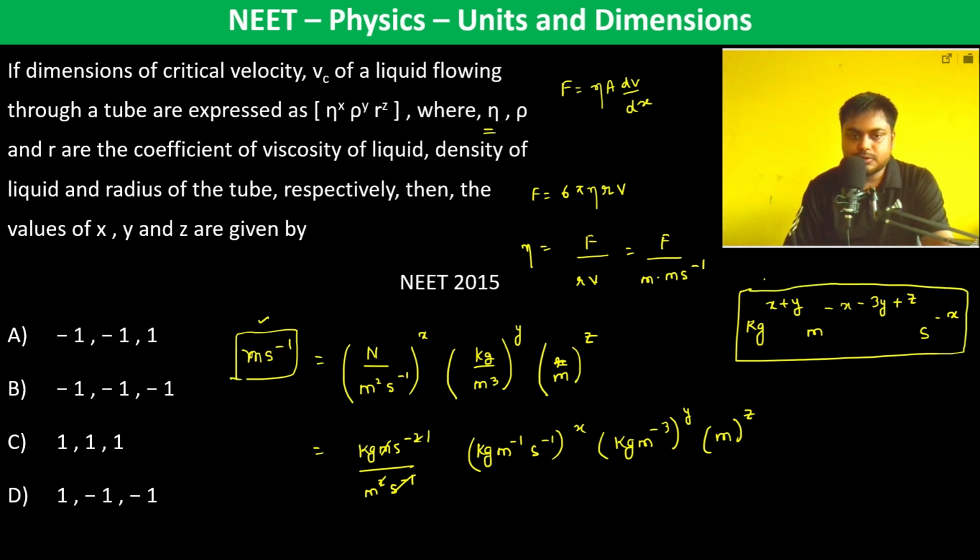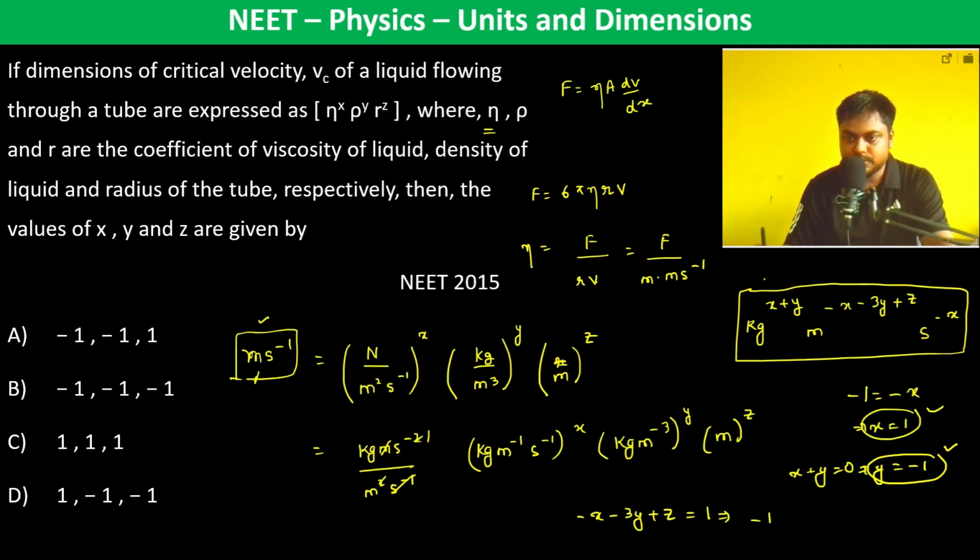So for the second, it's minus 1, so therefore minus 1 is equal to minus x, so therefore x becomes 1. And for the third, x plus y equals 0, so therefore y becomes minus 1, and minus x minus 3y plus z is equal to 1. So therefore minus 1 plus 3 plus z is equal to 1. So 3 minus 1 is 2, so z becomes minus 1. So 1, minus 1, minus 1. So that is option D.